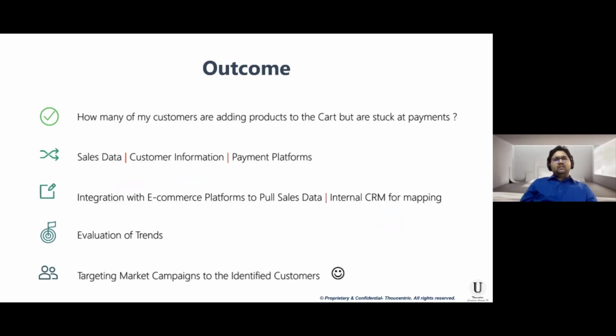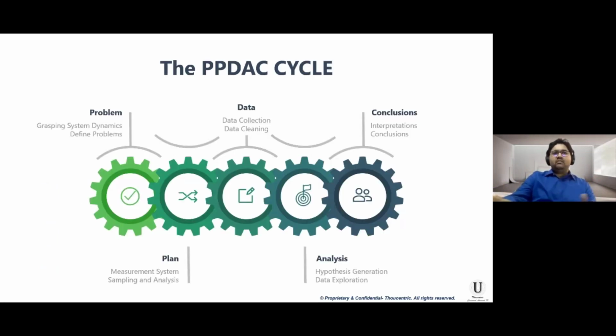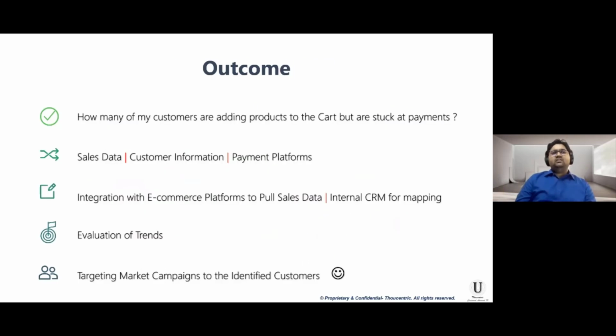Now, just as a thought exercise, the problem was: how many of our customers are adding products to the cart and are stuck at the payments? When we went on to planning, we realized that we needed our sales data, our customer information, and payment platform information. Because the sales data gives us just one part of the picture. It was helping us answer how many of them.